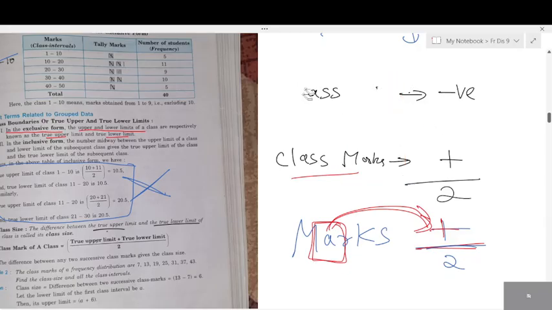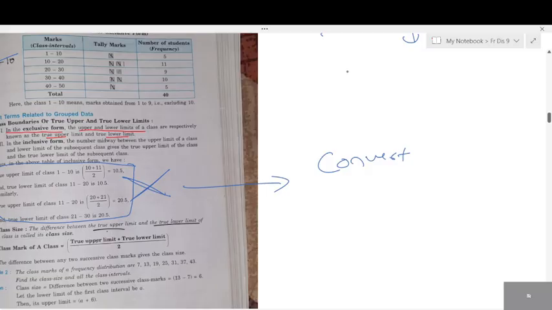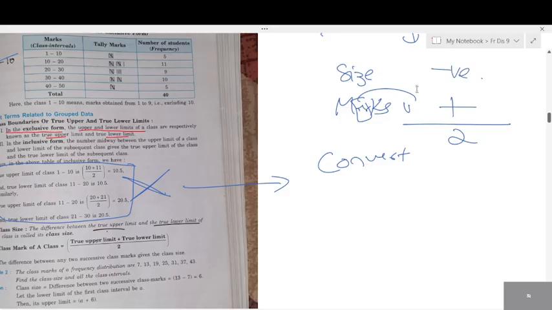Okay. For exclusive form, what is upper limit and lower limit, students? For exclusive form, do we need to convert? The lower limit and upper limit itself, we call it as true lower limit, true upper limit. But for inclusive form, first convert it. First convert. If they ask about class marks and class size, class and class is same. Ignore that. Size and marks. When it comes to marks, we have A. A for addition. You add and what you do? True upper limit plus true lower limit divided by 2. And for size, there's nothing to remember. It is definitely negative.